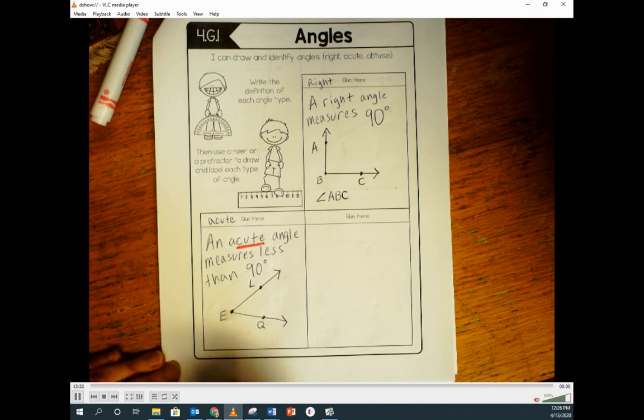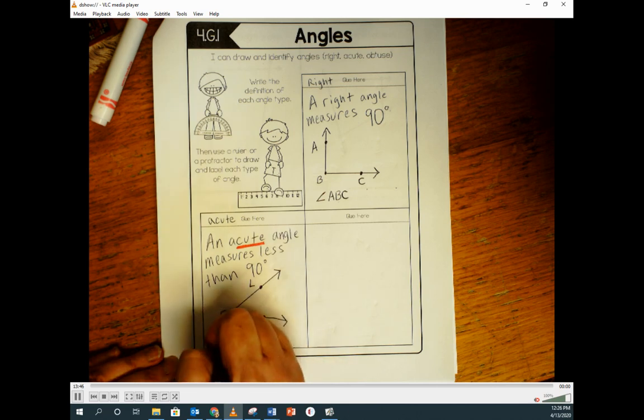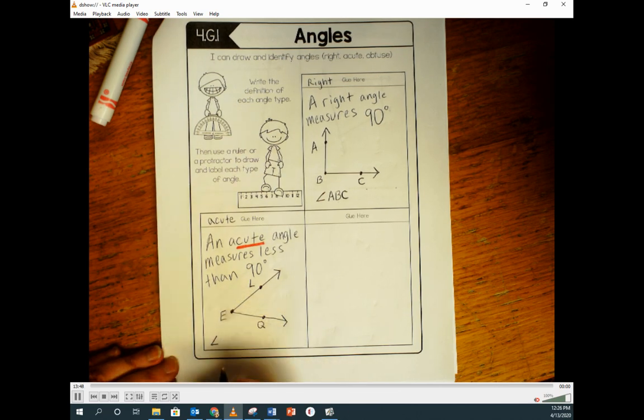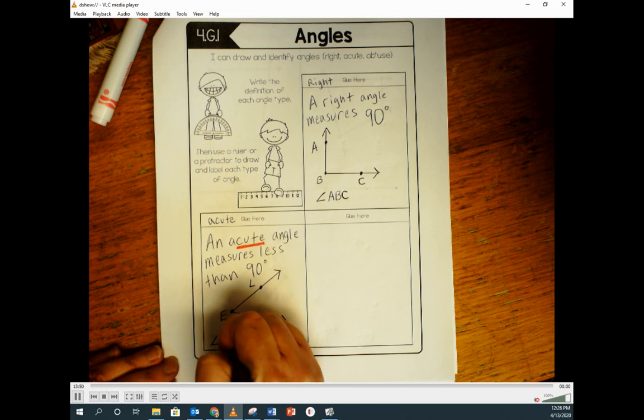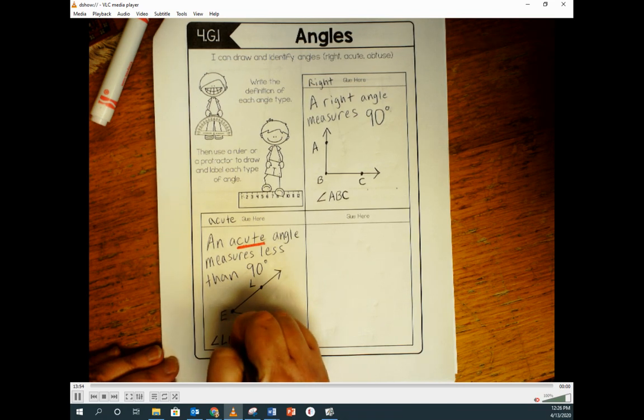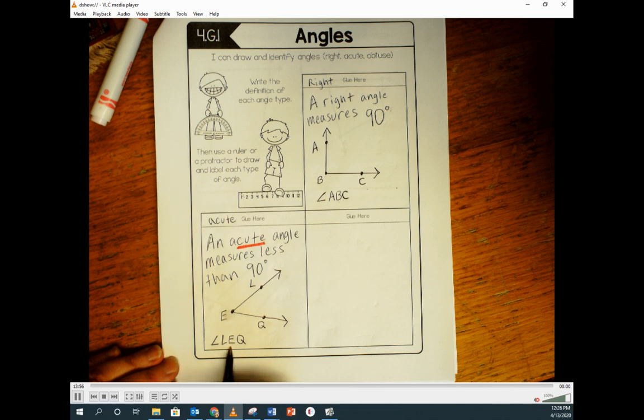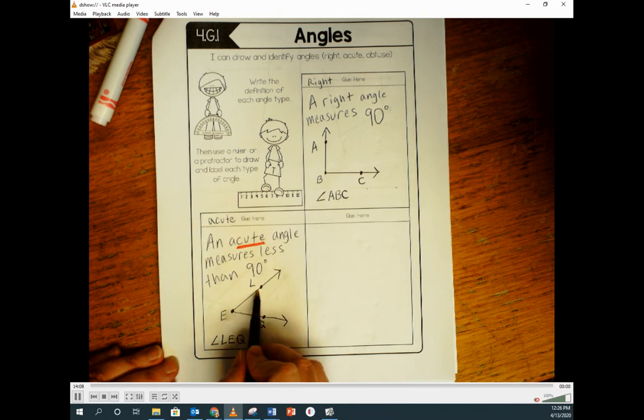It's just a way for us to identify the angle. So if we were looking at a picture that had a whole bunch of angles in it, we would be able to figure out which angle we were talking about by giving it a name. So if I was going to write it down, you make a little angle symbol. This is angle LEQ. Again, the vertex, the point, always goes in the middle of your name. So we could actually call this angle QEL or angle LEQ. It doesn't matter.